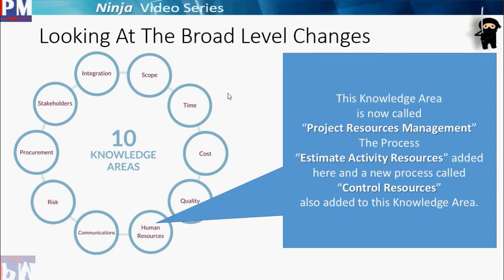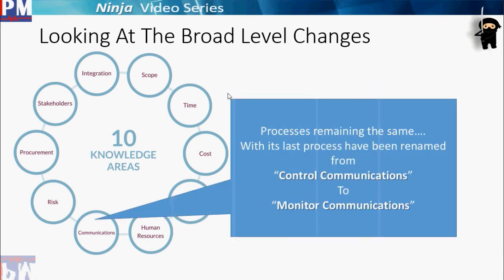The knowledge area, human resource, is now called Project Resource Management, which is because a project does not only have human resources, it also has non-human as well as material. So it's very aptly called Project Resource Management. The process Estimate Activity Resources, I mean, it was removed from time, now it has been added to Project Resource Management, and there's a new process which has been added, which is called Control Resources. Communications processes remain the same. The last process of communication, which used to be called Control Communications, is now called Monitor Communications.